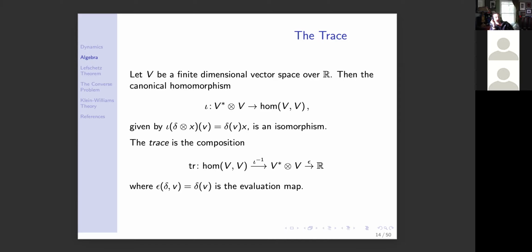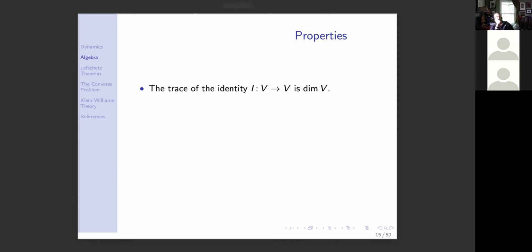But if you choose a basis, you'll see that an endomorphism is just a square matrix, and you're just taking the sum of the diagonal entries of the square matrix. That's really what this is, right? But it's better to have a definition that doesn't involve choosing a basis, and this is a definition that doesn't involve choosing a basis. It's coordinate free. Okay, the trace of the identity is the dimension of the vector space.